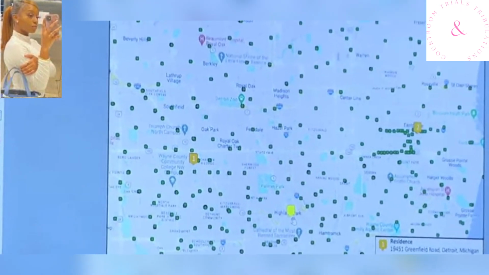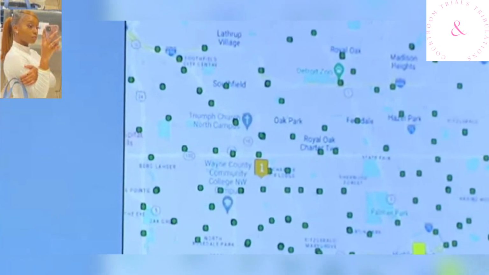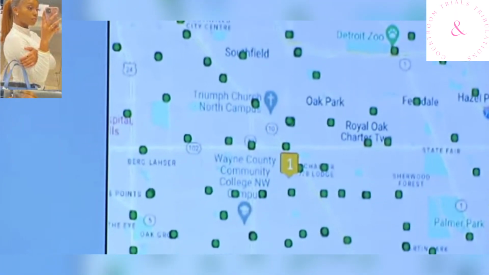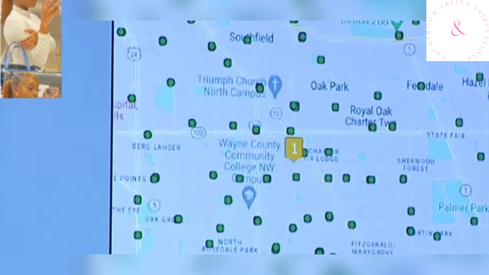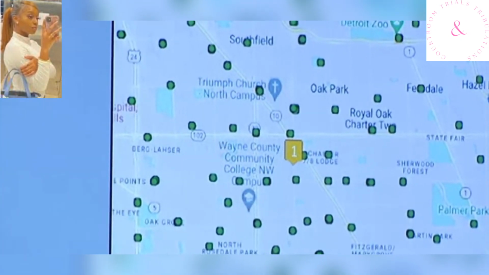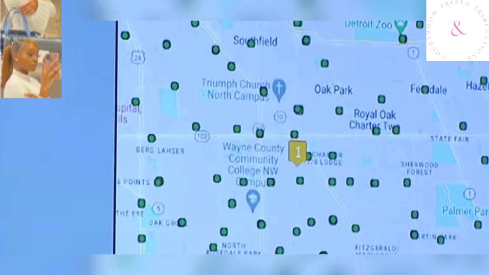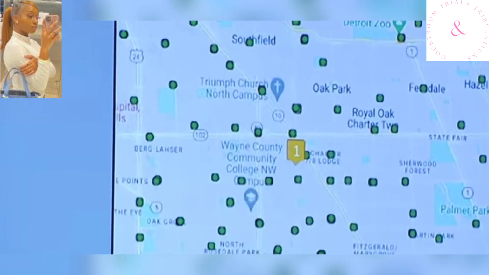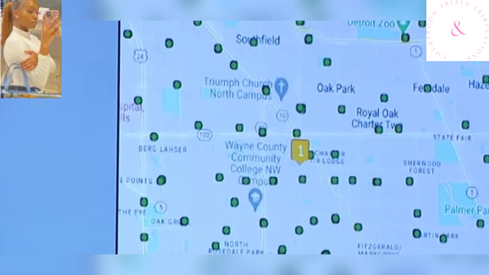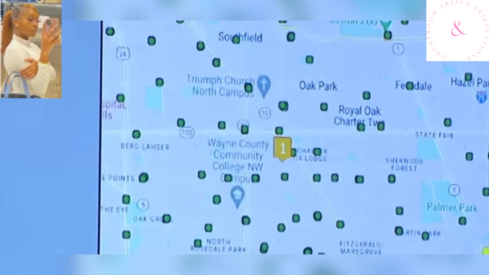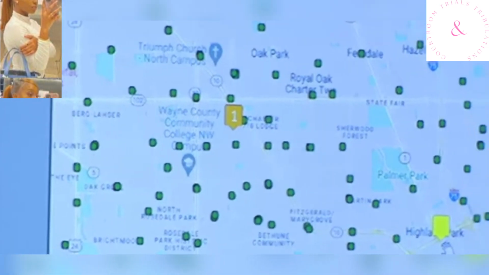That was 19451 Greenfield Road in Detroit, Michigan. The second is the victim residence, which would be on the far right side of the screen. That is 22166 Melrose Court in East Point, Michigan. And the body location, which is 26 Beersford Street. I have listed here Detroit, Michigan, but it's also Highland Park. Depending on the mapping software you put it in, it'll locate it either way.